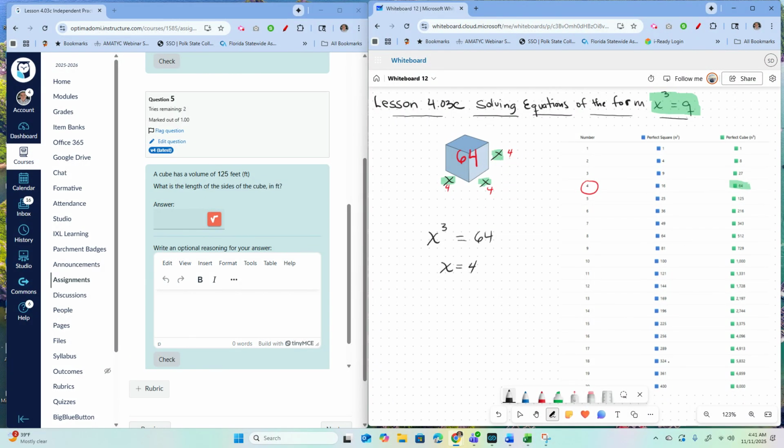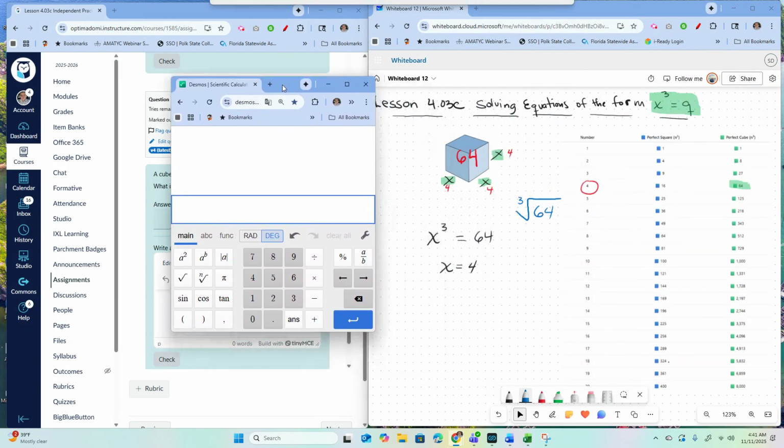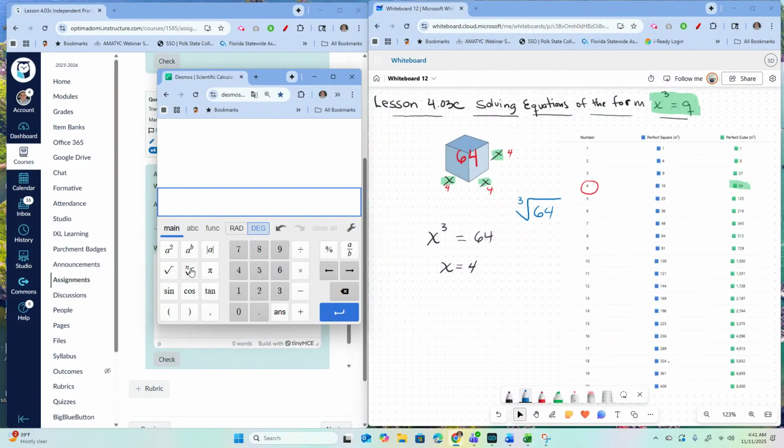Now, if you do not have the table, you're going to have to use the cubic root of 64, and you're going to have to use the calculator. And here's the calculator. You're going to press this key, type the little 3 inside the gray box, type 64, and you can see we get the same answer.